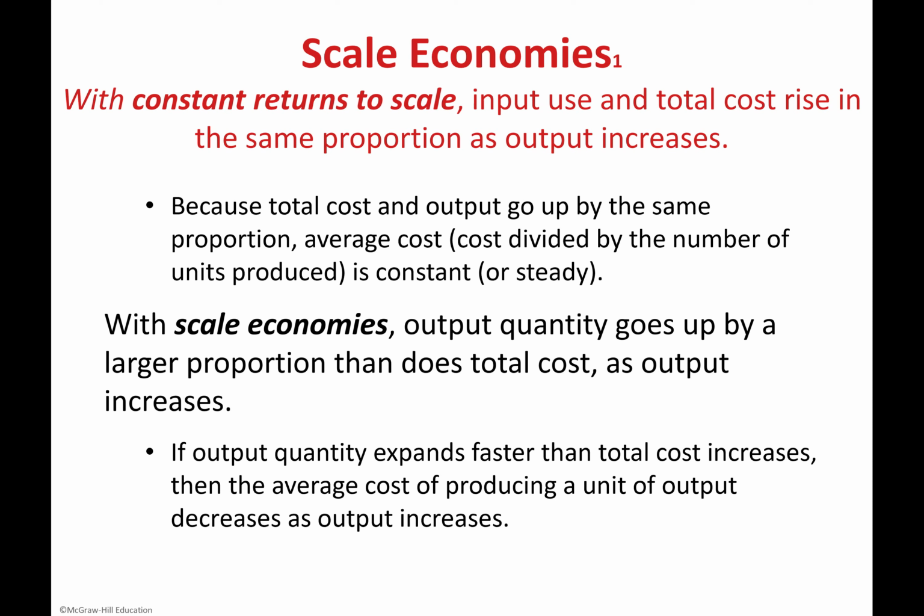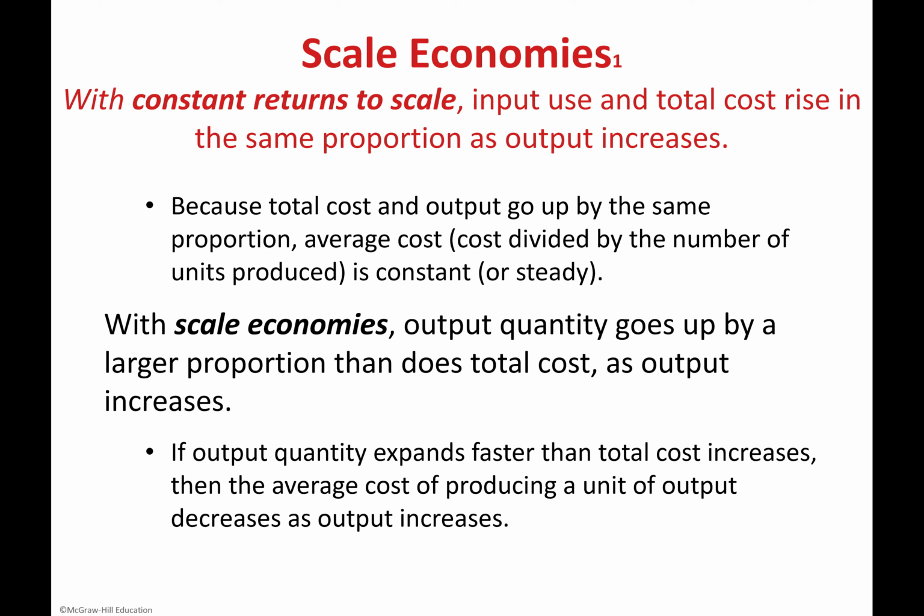First of all, scale economies. We've got three types of returns to scale. Constant returns. With constant returns to scale, input use and total cost rise in the same proportion as output increases. So in other words, if you're manufacturing a product and you double the inputs, you'll get double the outputs. That's constant returns to scale.